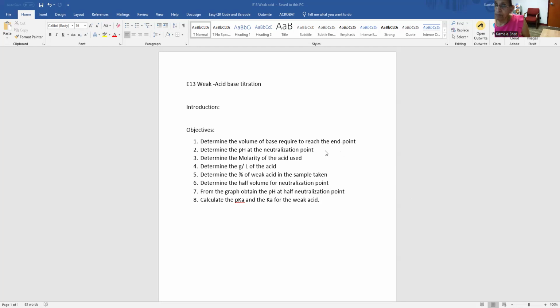When we have to determine the pH at the neutralization point, please remember you have to plot the pH graph. And the pH graph is available under the program for this particular experiment. Determine the molarity of the acid used, determine the grams per liter of the acid, determine the percentage of weak acid in the sample taken, determine the half volume for the neutralization point. From the graph, obtain the pH at half neutralization point, and calculate the pKa and the Ka for the weak acid.